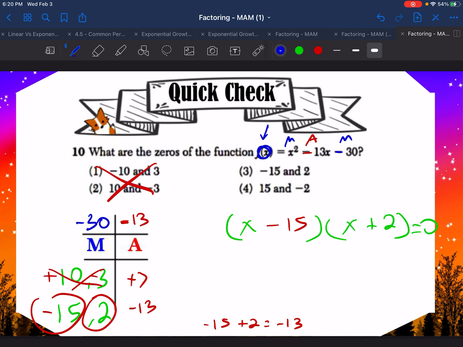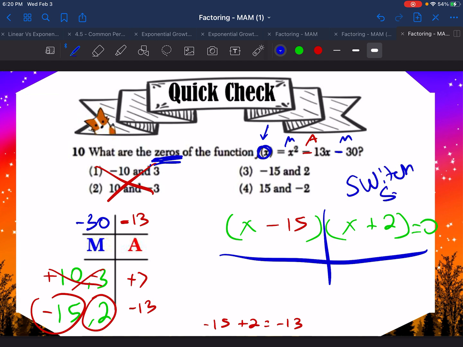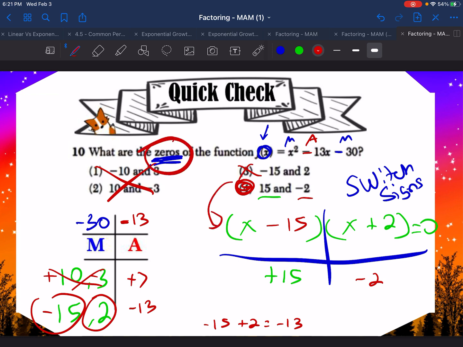Now read the question carefully. They ask you to find the zeros. Which one of these choices should I choose? So right now, I just have the factors. I need to switch signs for my zeros. Opposite of negative 15, positive 15. And opposite of positive 2, negative 2. Answer would be choice 4. If you pick choice 3, that's because you went with the signs in the factors, but they wanted the zeros.